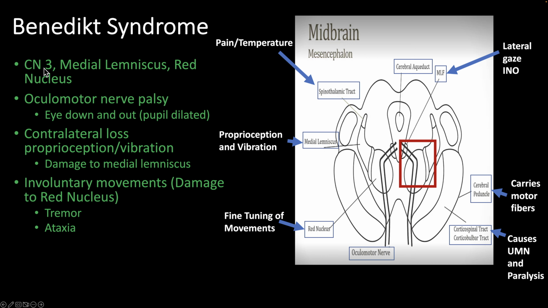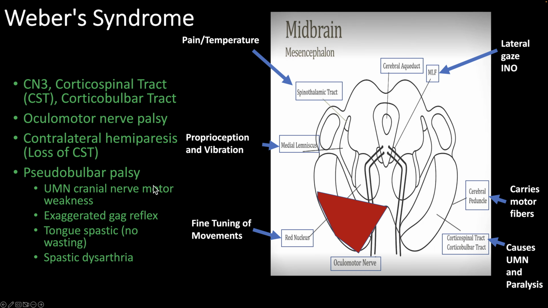When you have a cranial nerve number 3 problem, an oculomotor nerve palsy, you're going to get an eye that is down and out, and the pupil will be dilated on that specific side. Then, because we have medial lemniscus problems, you're going to have contralateral loss of proprioception and vibration, essentially damage to the medial lemniscus pathway. Then, as the red nucleus is right there, you're going to get damage there and you'll have involuntary movements with tremor and ataxia. Again, Benedikt syndrome, part of the midbrain.